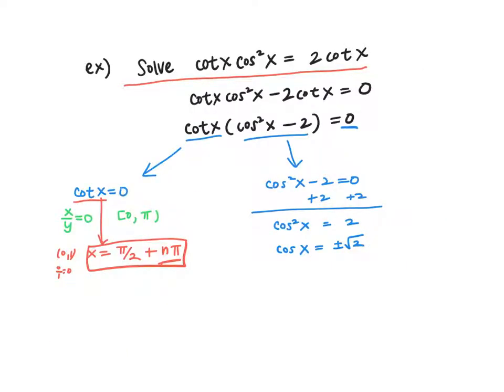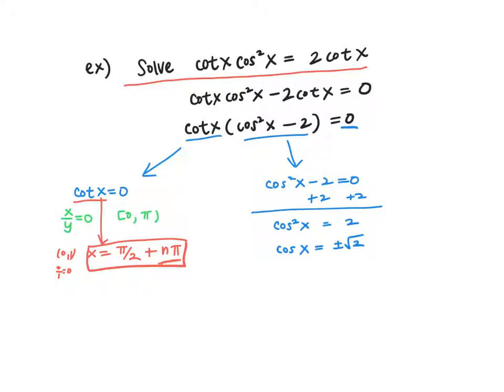For that second factor, I added 2 to the other side, and then I take the square root of both sides, getting cosine of x equals plus or minus root 2. You would normally look at your unit circle from 0 to 2 pi and ask yourself, where does x equal positive root 2 and negative root 2?